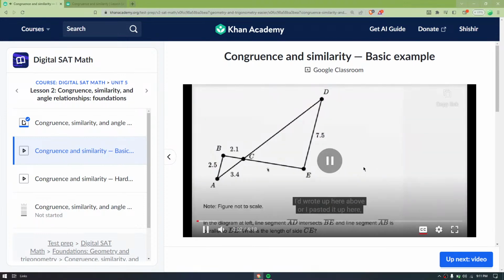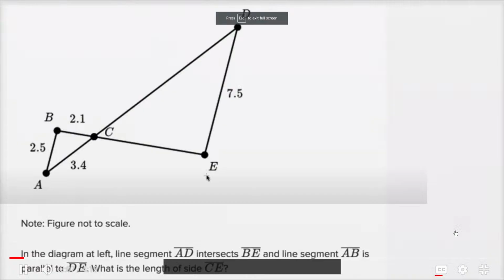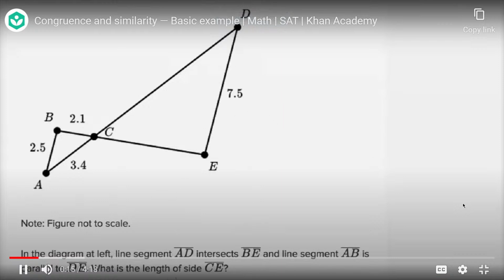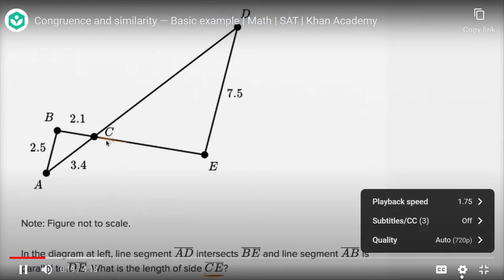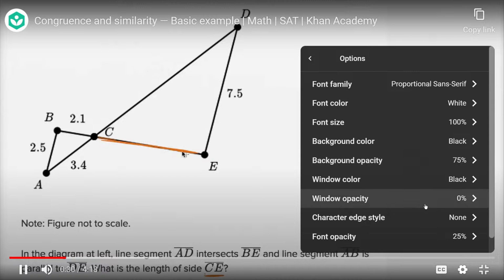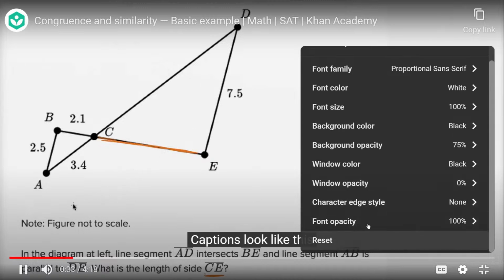In the diagram at the left, where I pasted it up here, line segment AD intersects BE, and line segment AB is parallel to DE. What is the length of side CE? So we want to figure out the length of side CE. Now it might jump out at you, at least it looks like it immediately, that the small triangle on the left is going to be similar to this larger triangle on the right. Well, let's feel good about that. Let's prove that to ourselves.